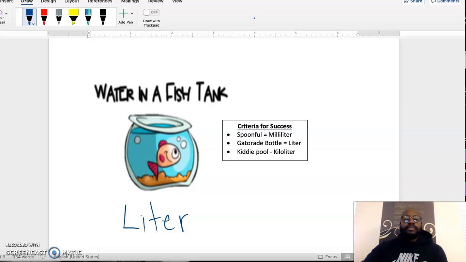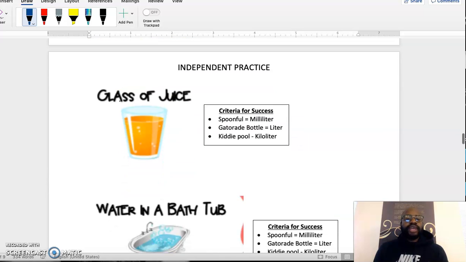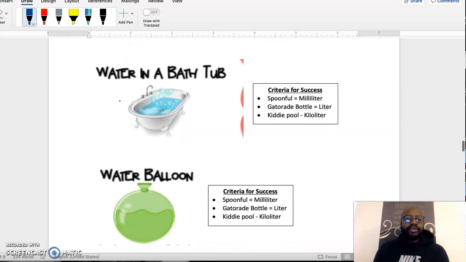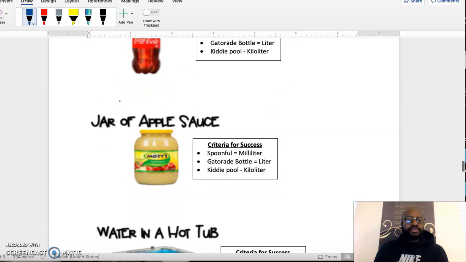So measuring the capacity. Capacity is how much something can hold. We can use milliliter. Think about that as a spoonful of something. We can use a Gatorade bottle to reference. That's a liter. And then if you think about that kiddie pool that you see out in people's yards during the summertime, that's about a kiloliter. You are going to go through the next examples and decide, are you using milliliter, liter, or kiloliter to fill up these items to measure the capacity.